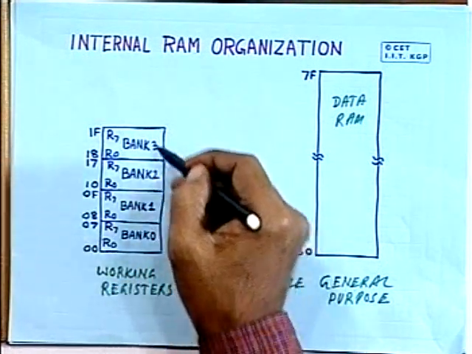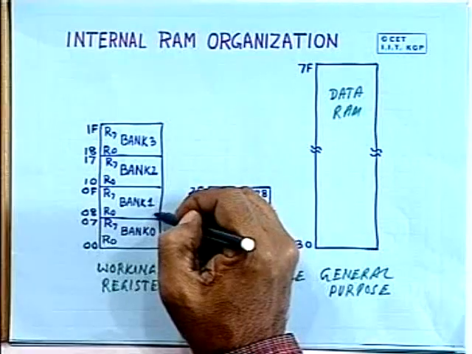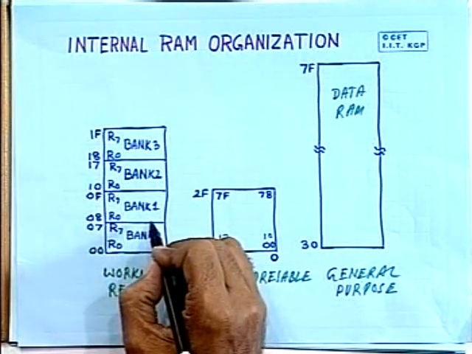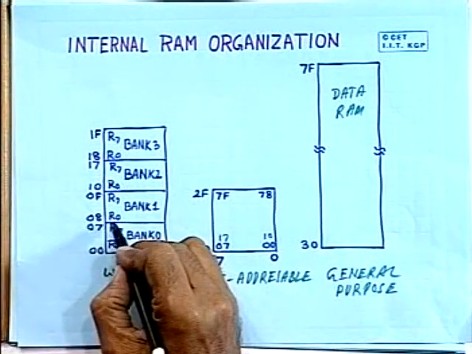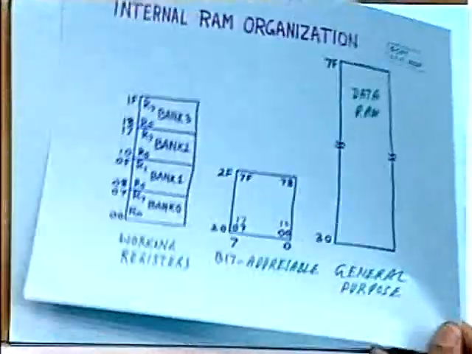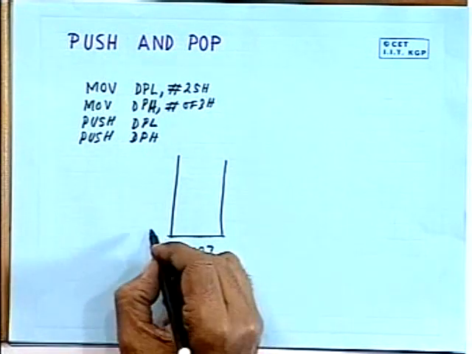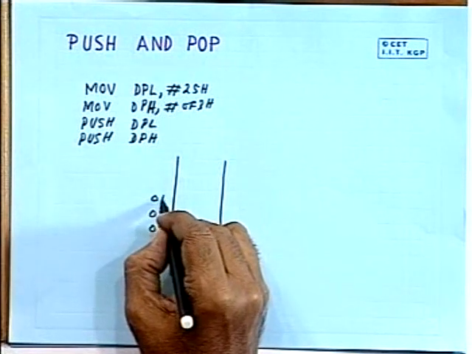So the scratchpad register area can also be used as stack, since it is also accessible in terms of data memory, and that is what is done initially. But if you want to use these register banks for some other purpose, obviously you have to initialize the stack pointer to point to some locations within the data RAM. If you don't do that, this will be used as stack. So whenever the stack pointer value is 07, the data is stored in memory locations 08, 09, 0A and so on.